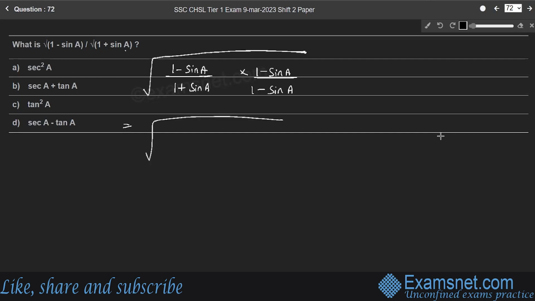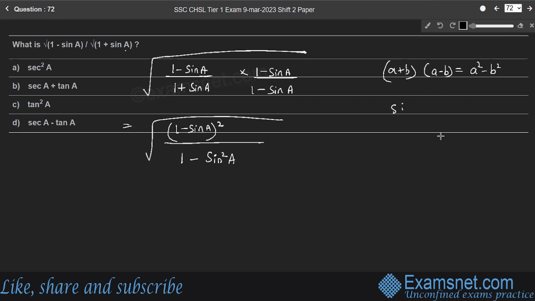Which is included by the root, right? So root of 1 minus sin A the whole square. Numerator becomes 1 minus sin A the whole square divided by 1 plus sin A into 1 minus sin A, which is in the form of A plus B into A minus B, which is equal to A square minus B square. So express this in terms of A square minus B square. It becomes 1 square is 1 minus B square is sin square A.